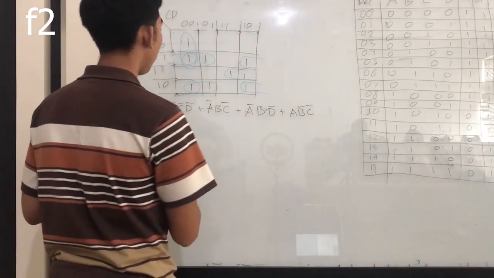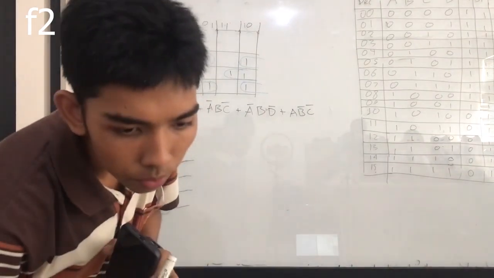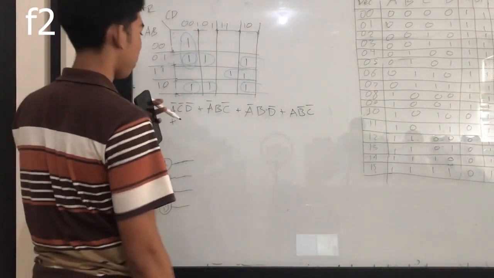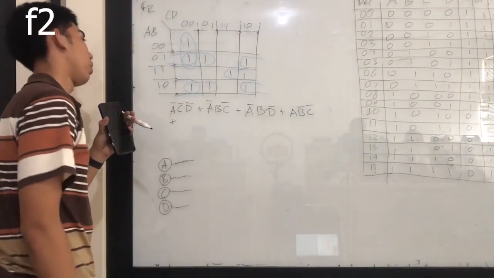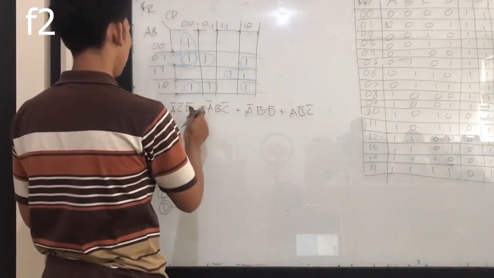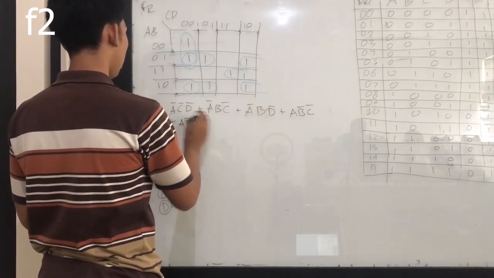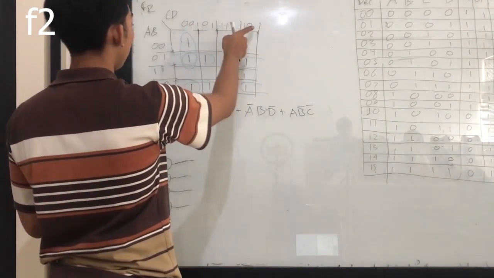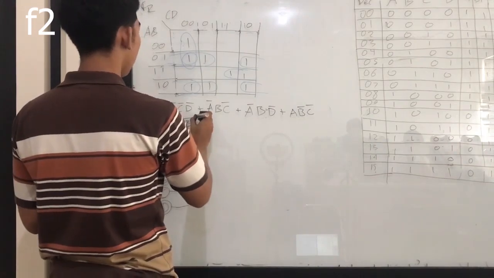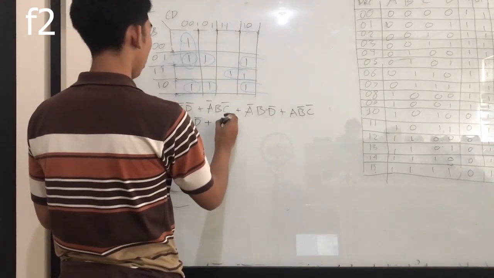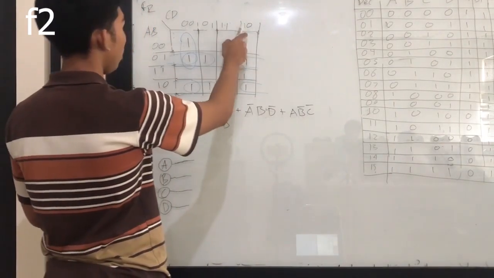Okay, now move on to the fifth group. Should be this. So let's see AB inverse, and the value that are changing is this. It's C, so ABD inverse. Yeah, okay. And the last one, this. So A, B, C is not changing, so ABC.